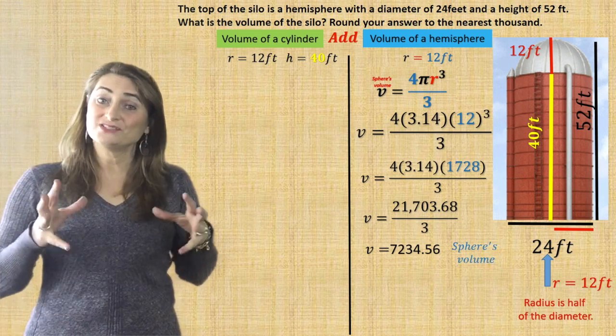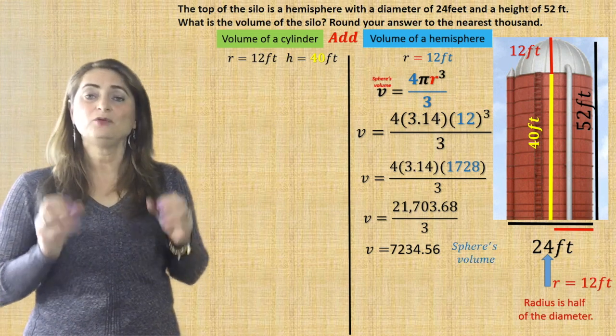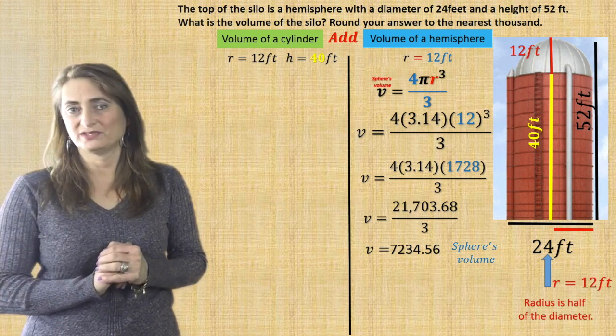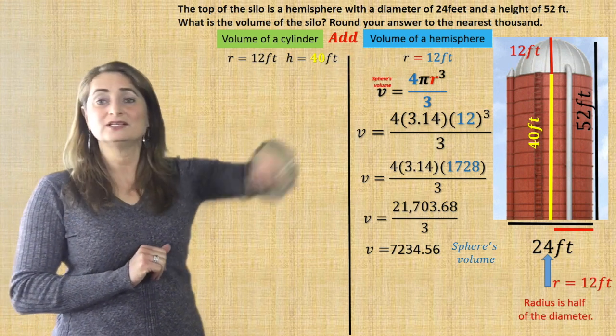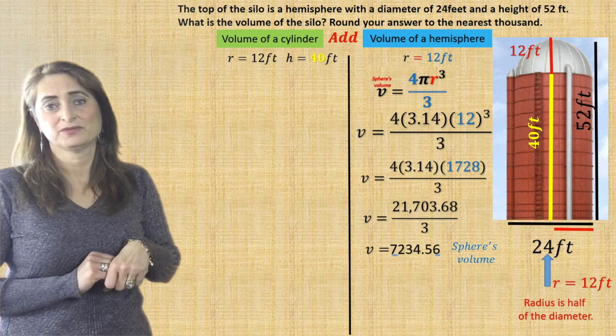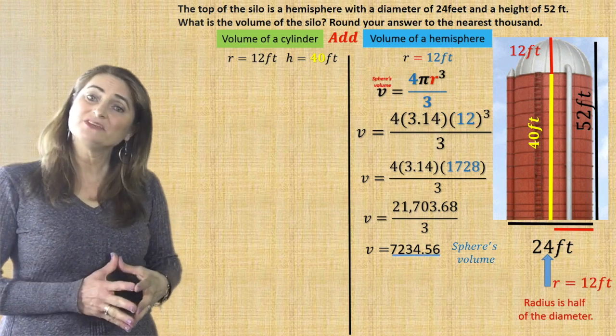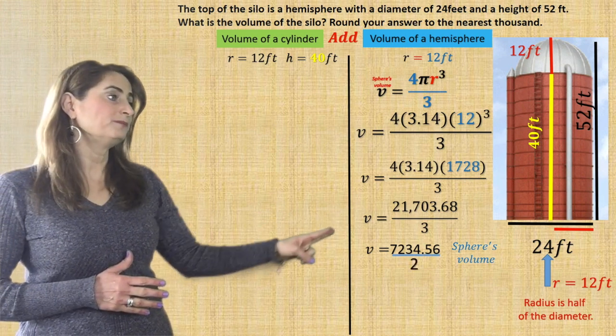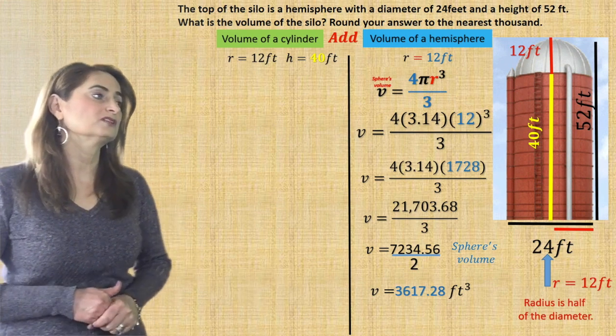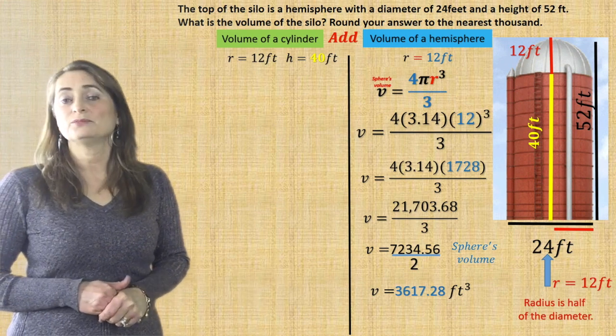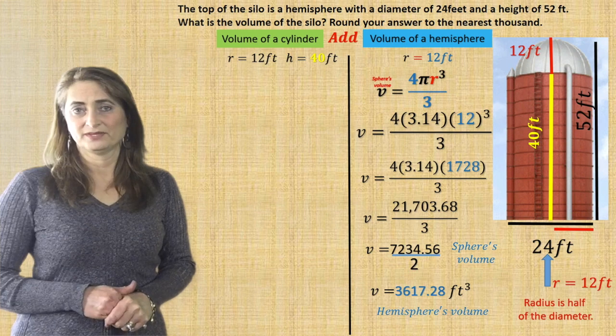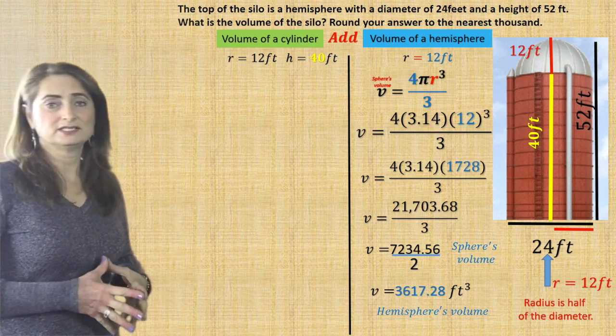7,234.56. That is a sphere, and I don't want the sphere. I want half of that, which is a hemisphere, because the top of the silo is in the shape of a hemisphere. So to find the volume of a hemisphere, you divide the volume of a sphere by 2, which gets you 3,617.28 cubic feet.